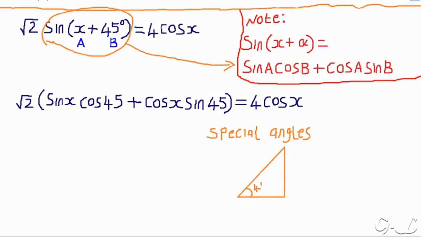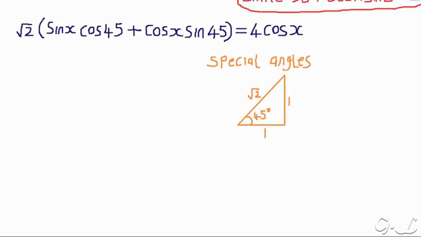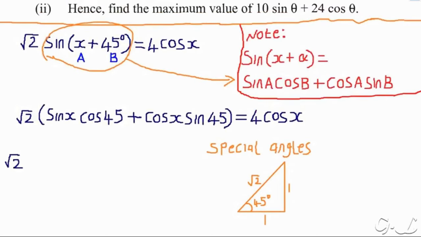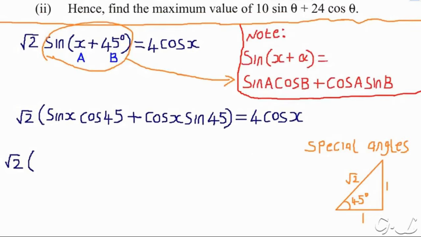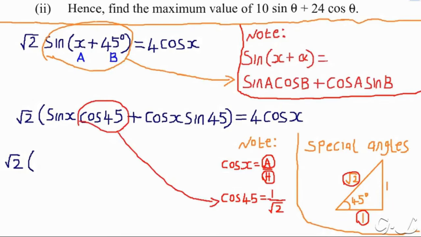So you need to note that 45 degrees is a special angle, and we can use that triangle. The opposite is 1, the adjacent is 1, and the hypotenuse is square root of 2. Cos is equal to adjacent over hypotenuse, so the adjacent is 1 and the hypotenuse is square root of 2. So cos 45 is equal to 1 over square root of 2.